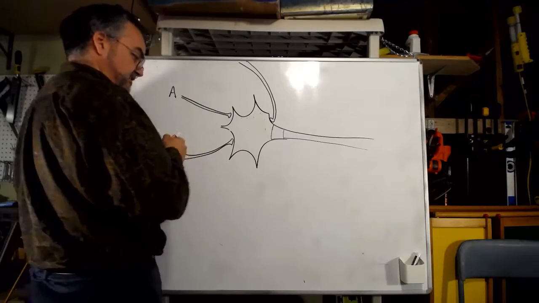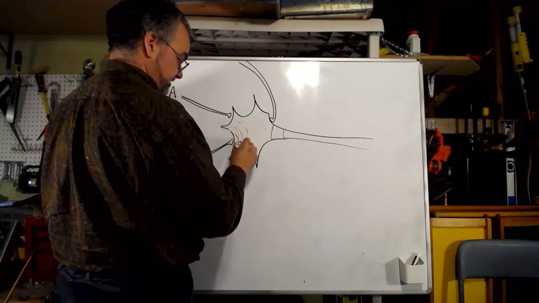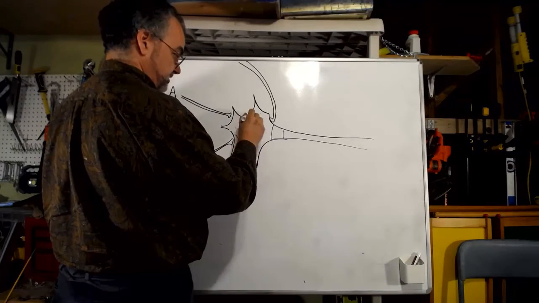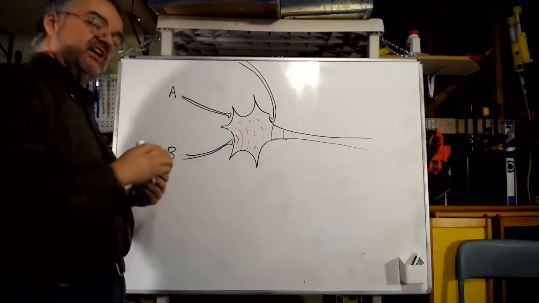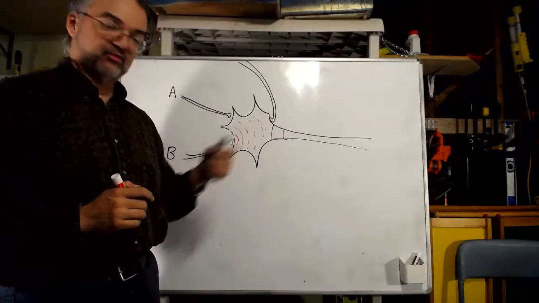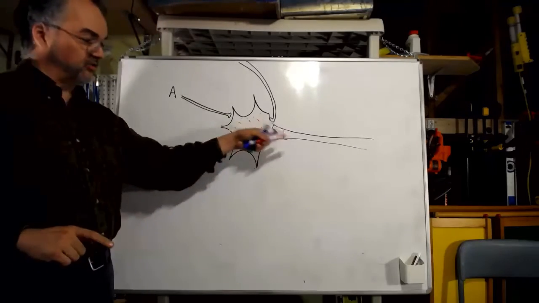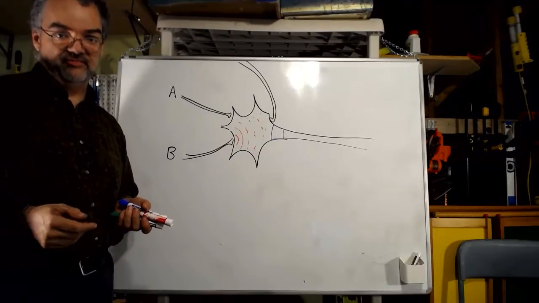Cell B does the same kind of thing. It causes a depolarizing graded potential, but again, it's not strong enough on its own. That ripple decays too far and does not bring this up to threshold. So a signal from cell B also does not cause the cell to have an action potential.